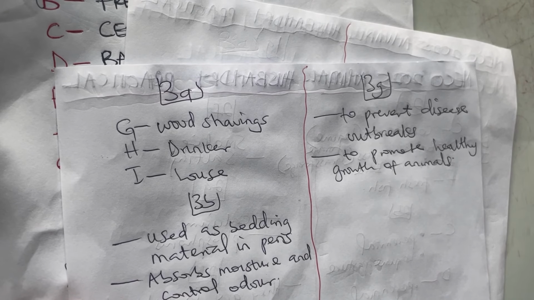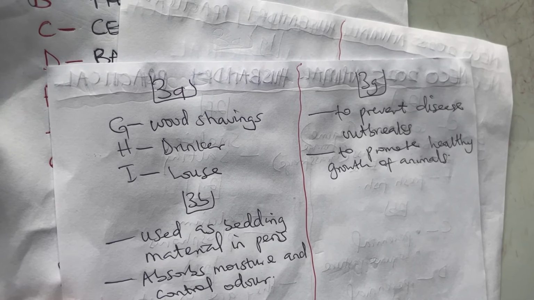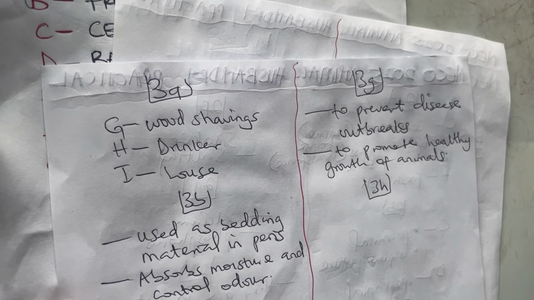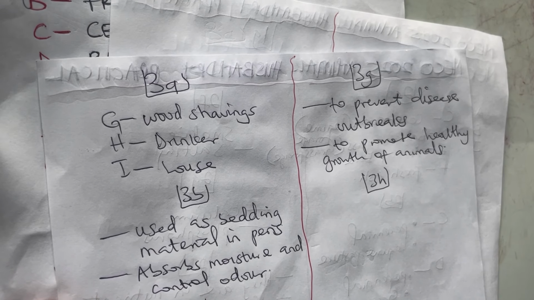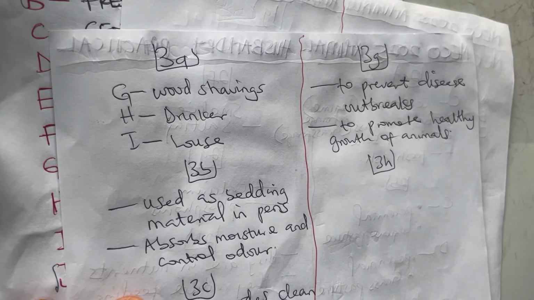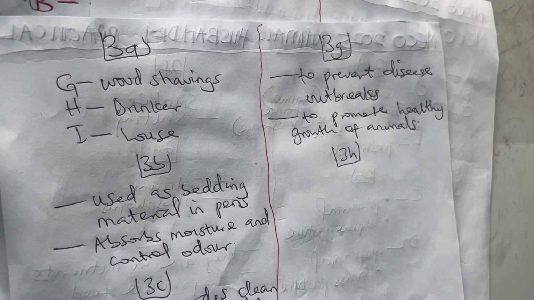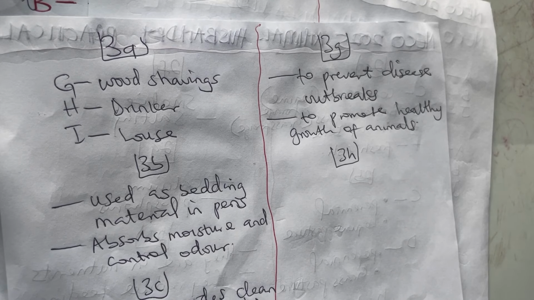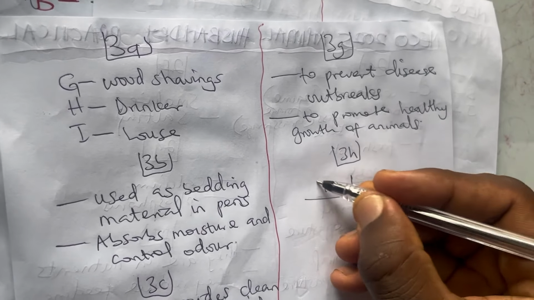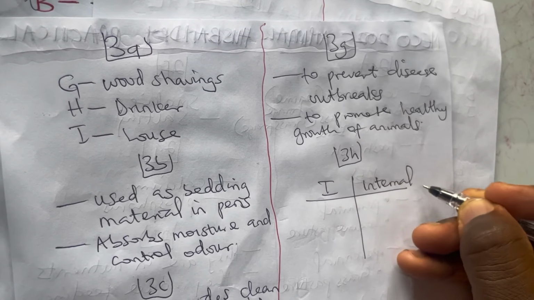Okay, so another thing I'll be predicting for you, and that will be the last for this video, will be named 3H, which is they can ask you to differentiate between specimen I and an internal parasite. Like I said earlier, specimen I, which is louse, the outer one is ectoparasite, while the inner one is endoparasite. So the difference between the specimen I and the internal parasite.